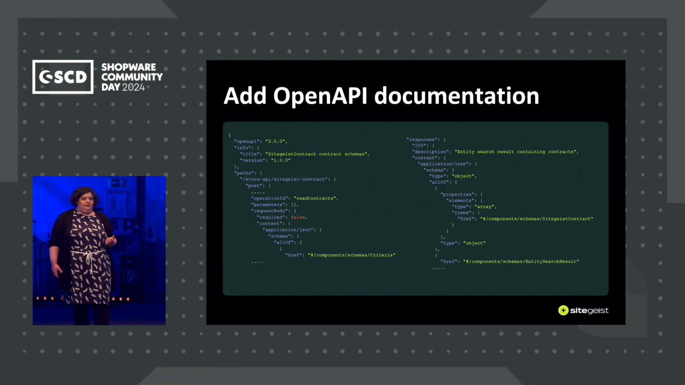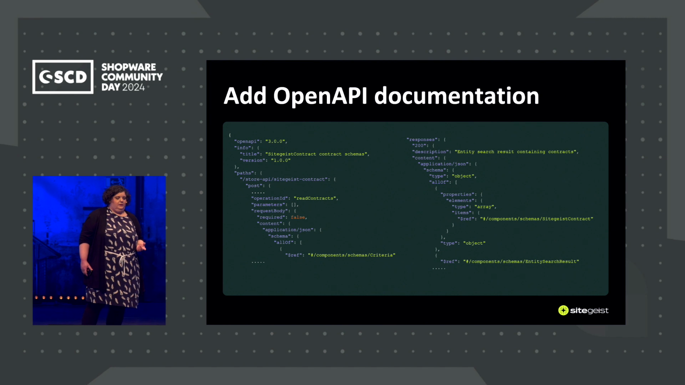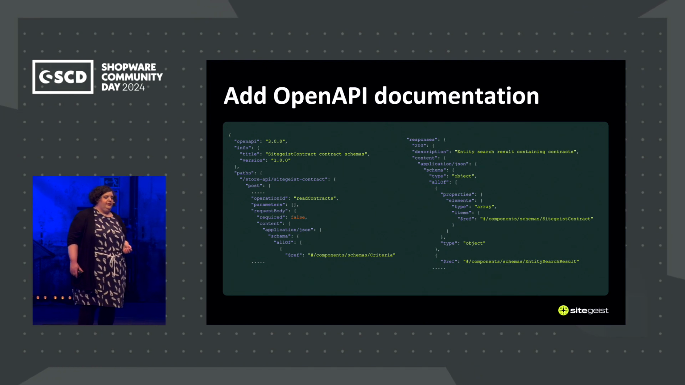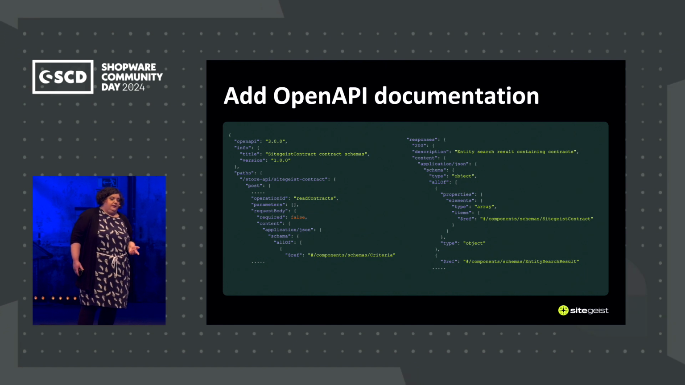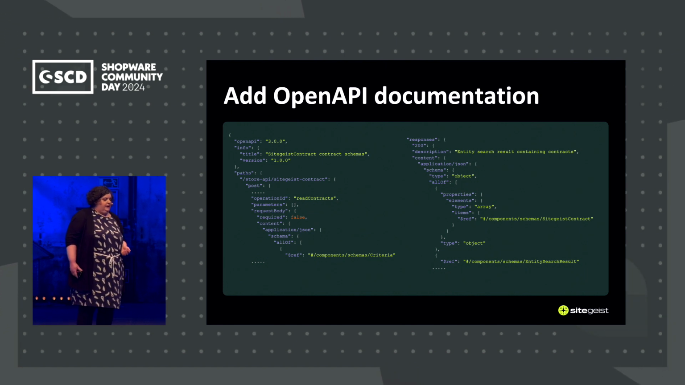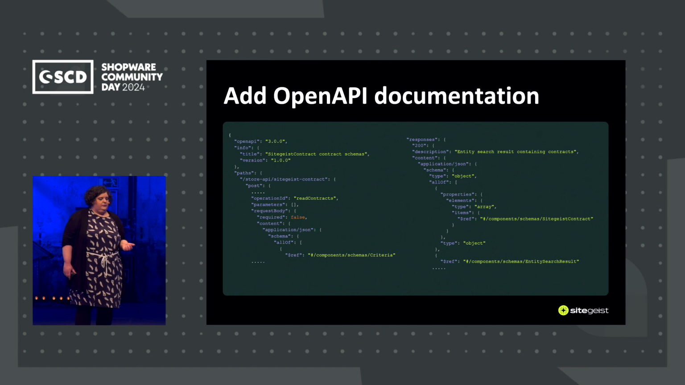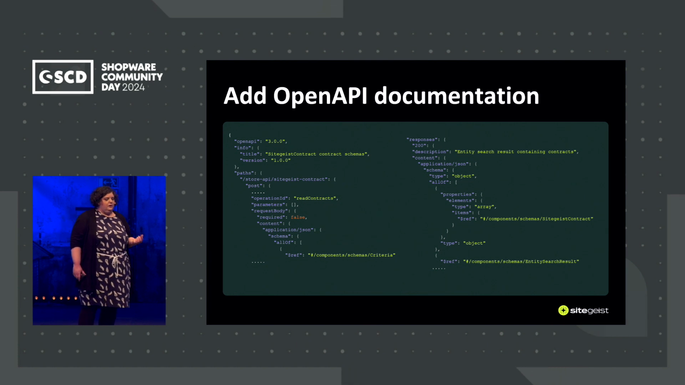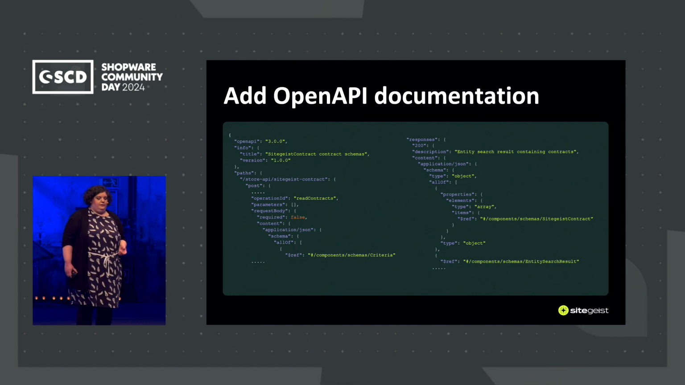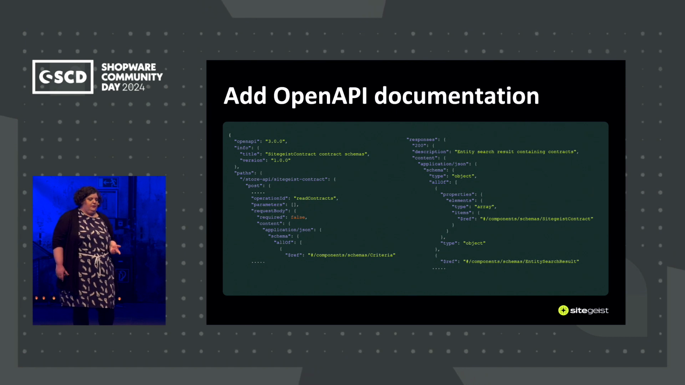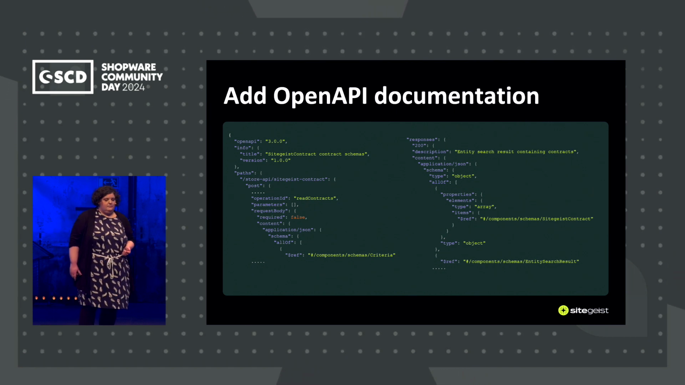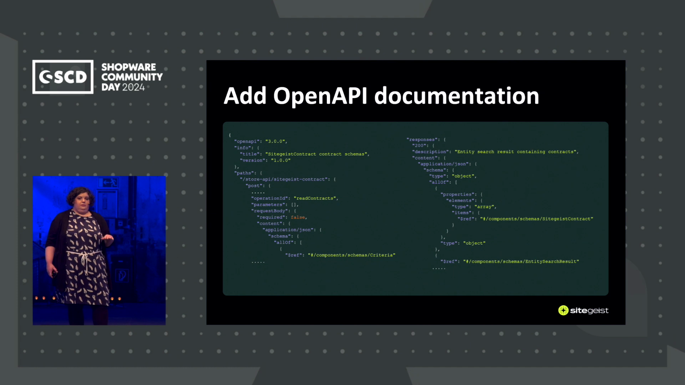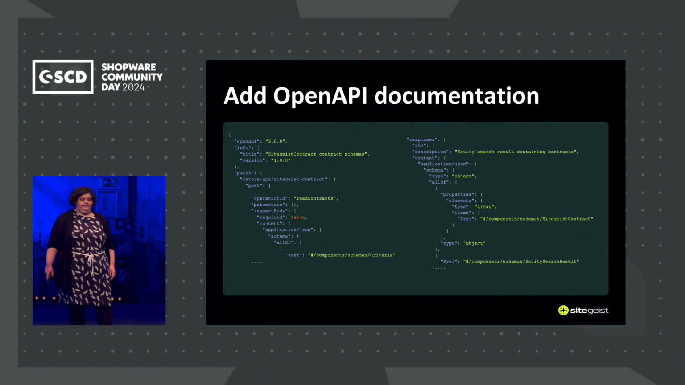This is an example of how a small API documentation looks like. You have to define an ID. Here it's like read contracts, and you have to define the responses, the request body, and so on, and the types in the response. And this will be automatically read.